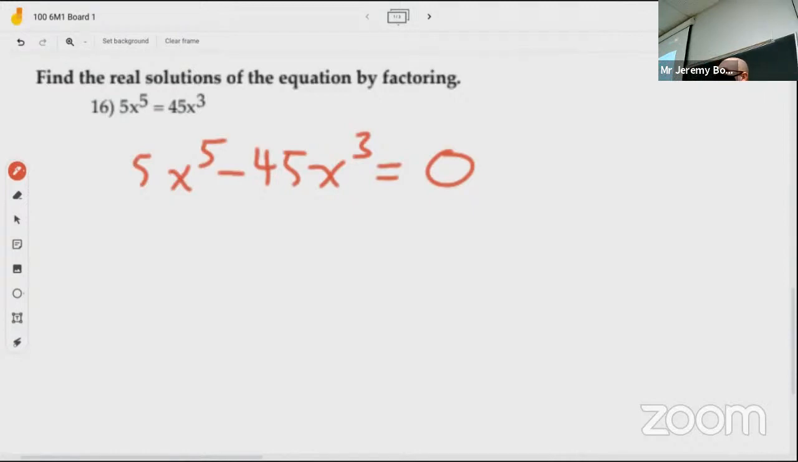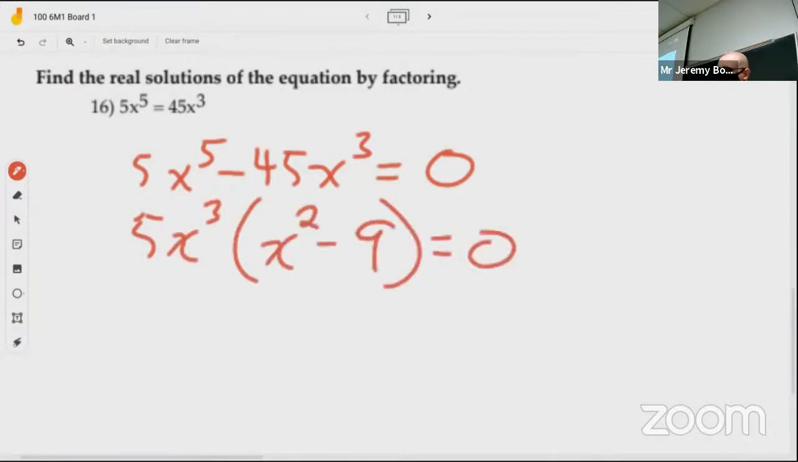Any questions on that? No. So I'm looking for a common term to factor out here. I see I can factor out a 5. I can also factor out a what? x to the 3rd, x cubed. And I'm going to be left with x squared minus 9 equal to 0.